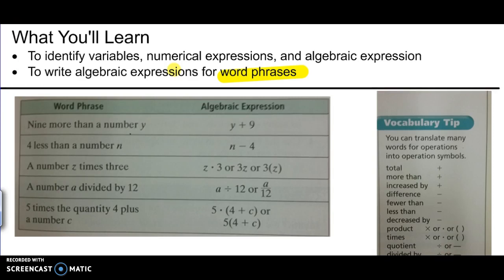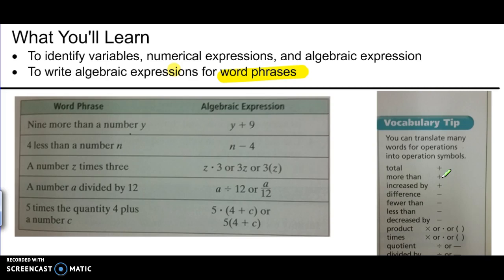It says 9 more than a number y. Well, 9 more than fits right up here as an addition sign. So notice they did y plus 9. 9 plus y would also be acceptable. 4 less than a number n. Well, 4 less than a number, that would be subtraction. But you want 4 less than a number, so the n needs to go first, n minus 4, which is different than 4 minus n.